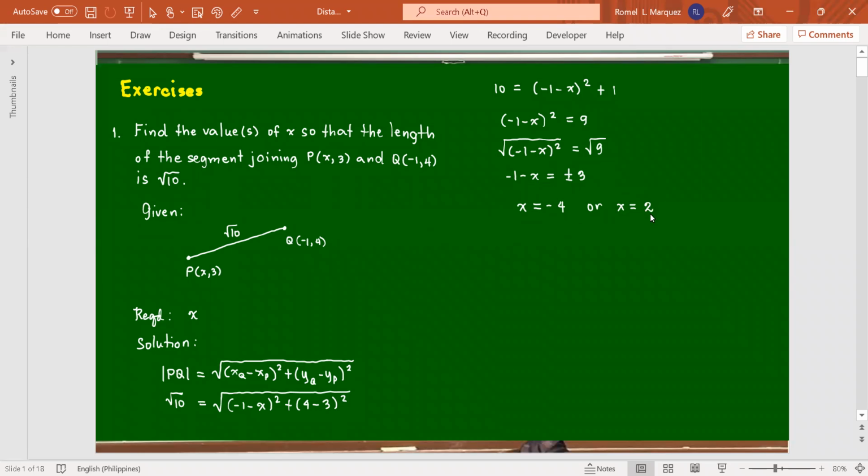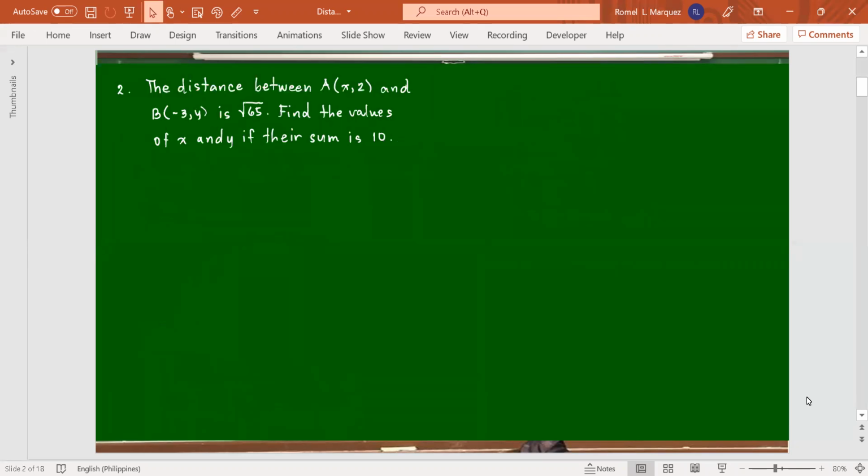Am I correct, guys? Yes, sir. So these are the possible values of x. Therefore, we say that the values of x are -4 and +2, or x is equal to -4 or +2. Okay, guys? Yes. Let us have the second one.